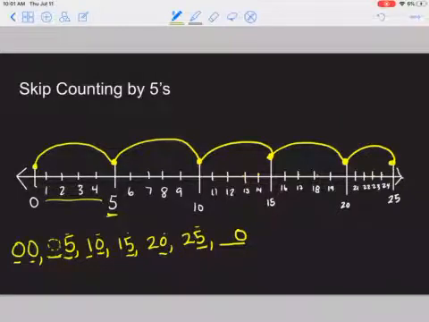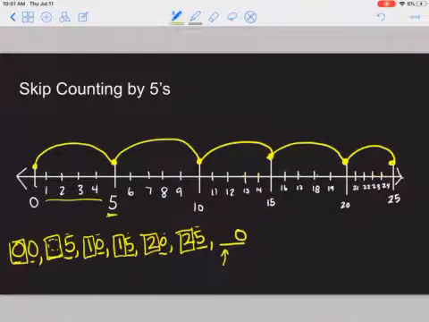So if we just look at the tens place, we have 0, 0, 1, 1, 2, 2. What do you think will go here? 0, 0, 1, 1, 2, 2. That's right, it's going to be 3 because we have 3 tens now. It's 30. Our next number would be 35 because we're skip counting by 5.